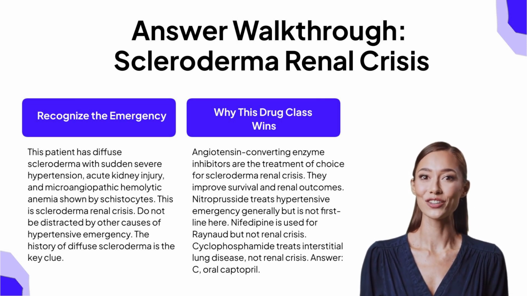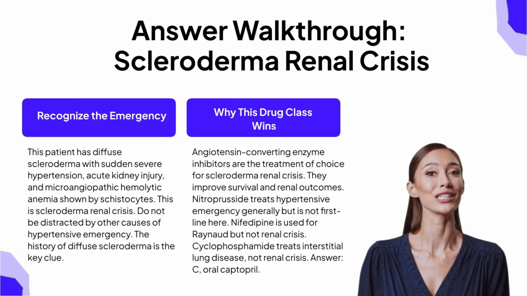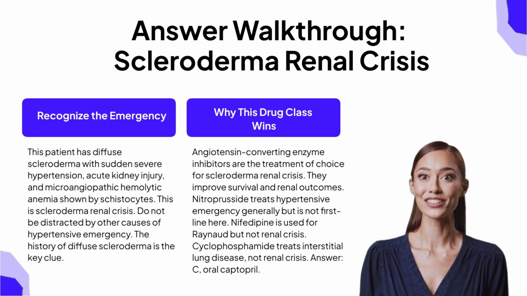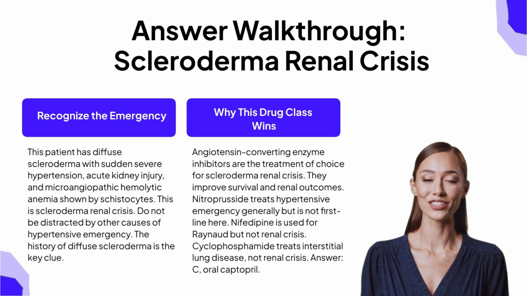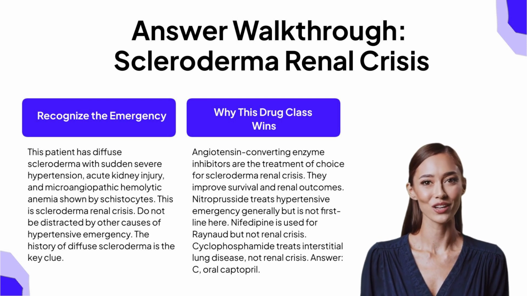Now for why angiotensin-converting enzyme inhibitors win. This is one of the most tested points in rheumatology. Angiotensin-converting enzyme inhibitors like captopril are the first-line treatment for scleroderma renal crisis and have been shown to significantly improve survival and renal outcomes. Intravenous nitroprusside would treat hypertensive emergency in general, but is not first line for scleroderma renal crisis.